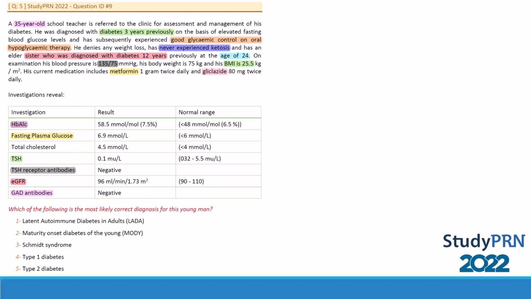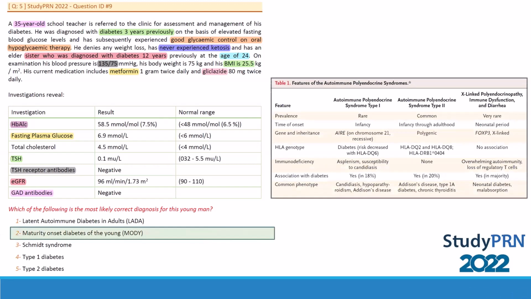The patient is diagnosed young with a family history and good glycemic control on oral hypoglycemic agent. Which one? Yes, we should suspect MODY. So don't forget that Schmidt syndrome is autoimmune polyendocrine syndrome type 1.